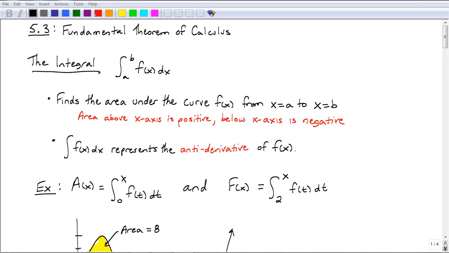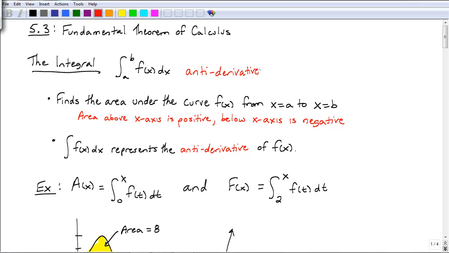The next section in Chapter 5 is 5.3. It talks about the fundamental theorem of calculus, and this actually defines the integral. And the integral is also known as the antiderivative, because it's really just the derivative backwards. You find the function who has the given derivative.